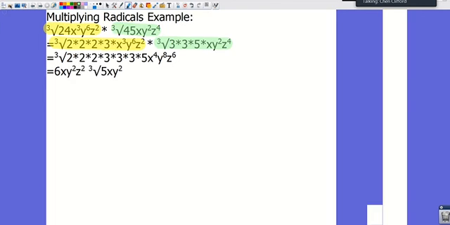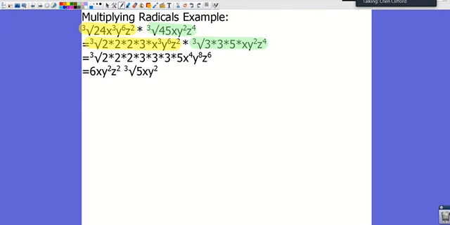Again, just to recap, the 24, I got through this. I used 2, 12, 2, 6, 2, 3, and this right here, 2, 2, 2, 3 is how I got that. And I did the same thing for the greens. Now check this out.